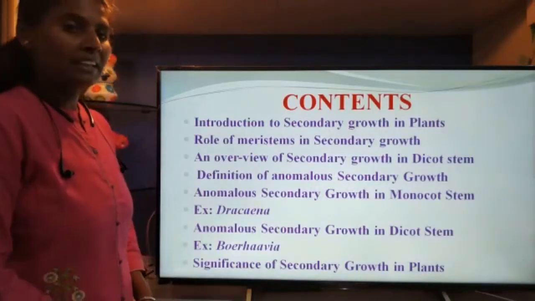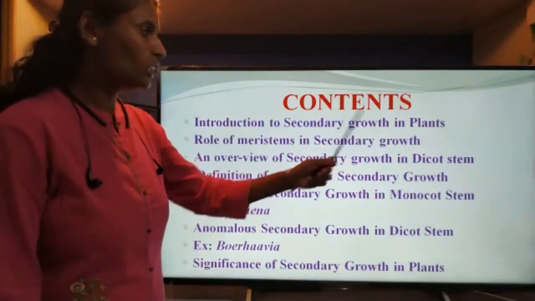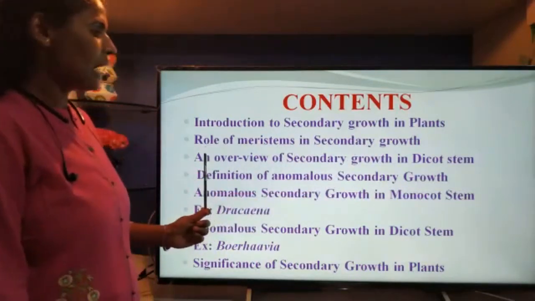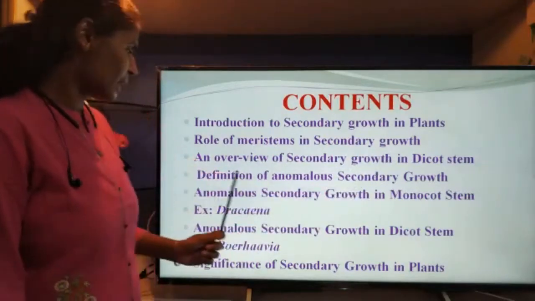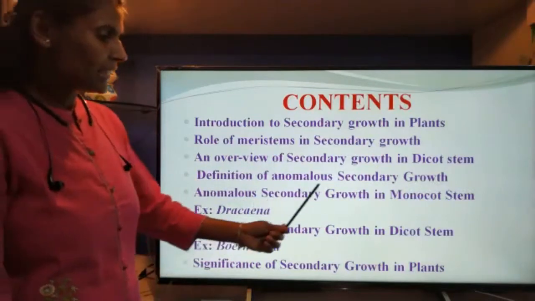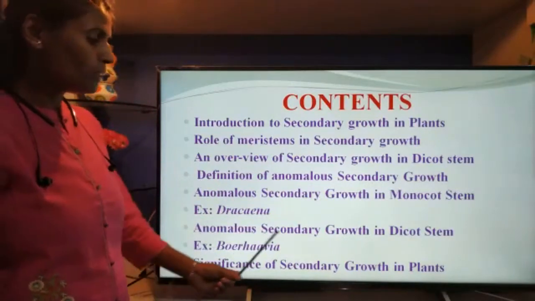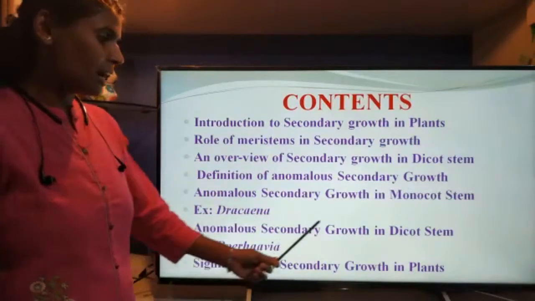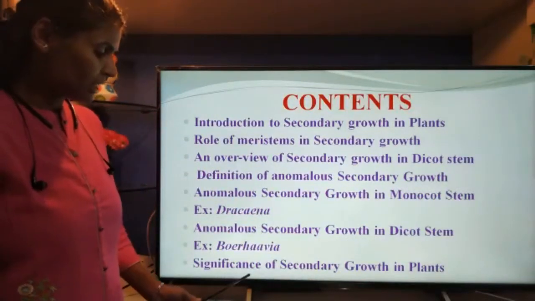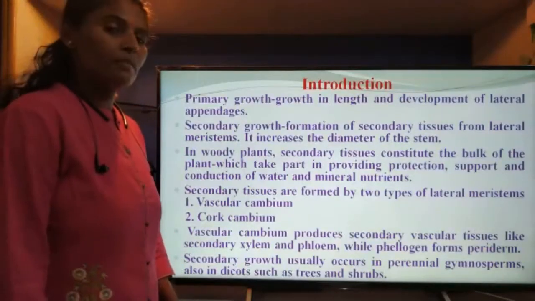I am going to explain this topic with the following content. Introduction to secondary growth in plants, followed by the role of meristems in secondary growth, an overview of secondary growth in dicot stem, definition of anomalous secondary growth, and anomalous secondary growth in Dracaena, which is an example of monocot stem, followed by anomalous secondary growth in Boerhavia, which is an example of dicot stem. I am going to conclude this topic with the significance of secondary growth in plants. Let me start with the introduction.